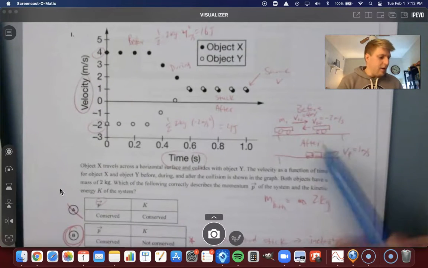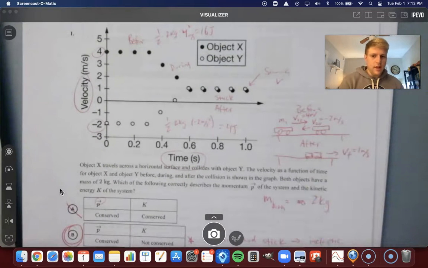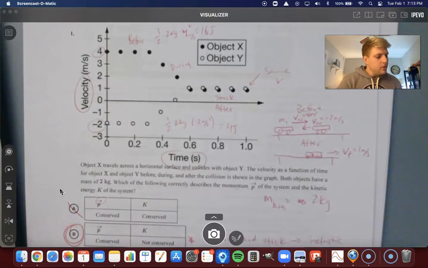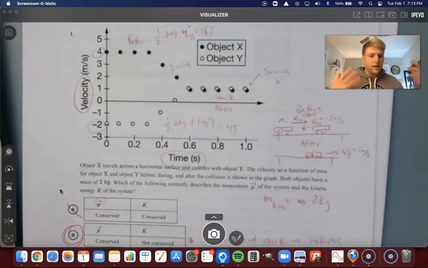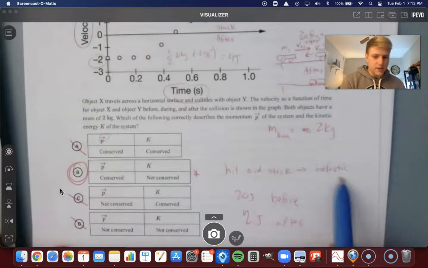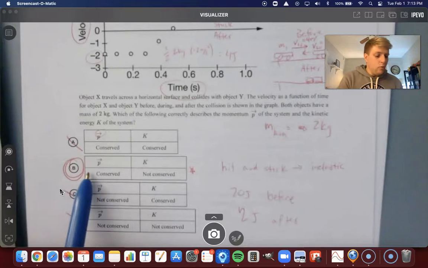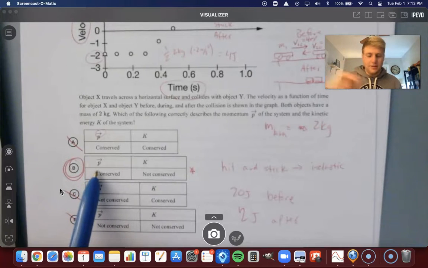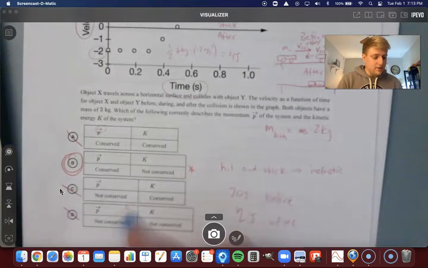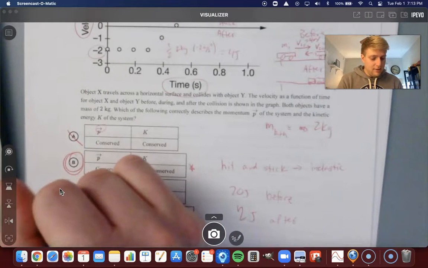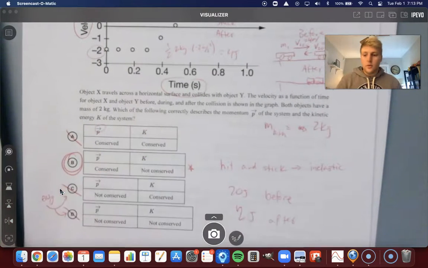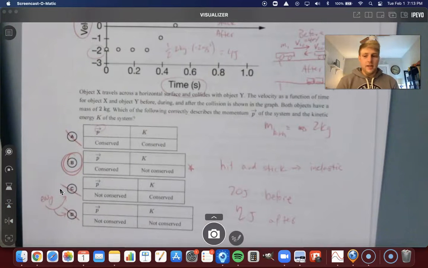I didn't have to draw a picture, for sure. I didn't have to do all of these labels. But what I do need to do is think of the entire problem, use what I know from our experiments, namely the hit and stick is almost always going to be an inelastic collision, and the basic fact, like a base level fact, that momentum is always conserved. So I can eliminate these. These are easy to get rid of. So when you do this, I want you to do just about the same level of detail. It's going to dramatically increase your chance of getting the problem right.